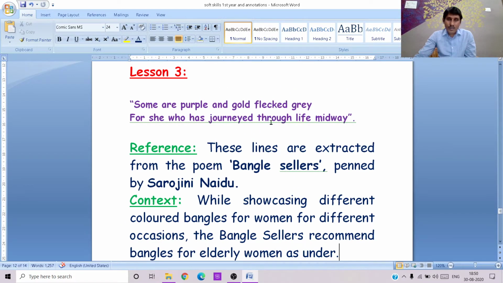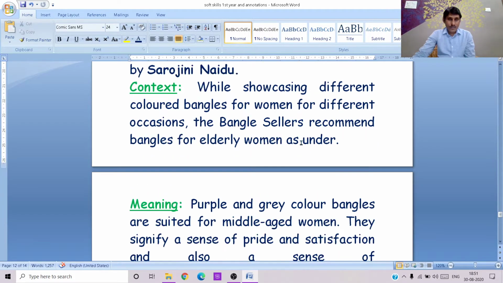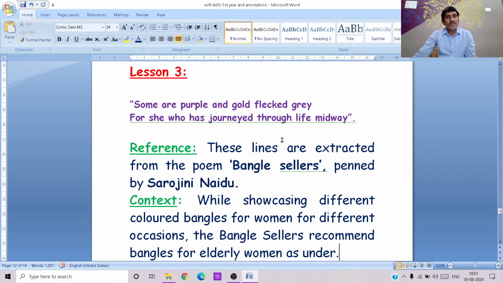So here the bangle sellers are talking about the third stage of a woman's life, and they are comparing women's life and achievements through the colors of the bangles that they possess. They are in fact trying to sell the bangles at a temple fair. So, context: while showcasing different colored bangles for women for different occasions, the bangle sellers recommend bangles for elderly women as under. So they are recommending these bangles to the elderly women.